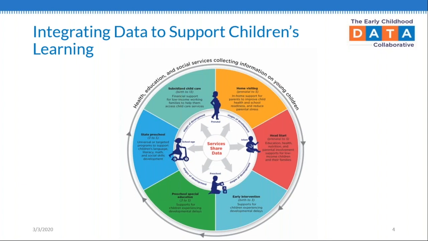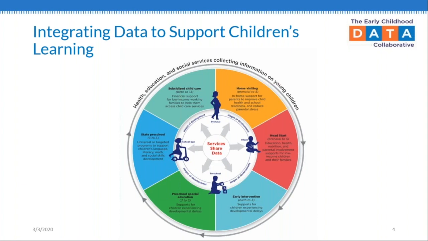Beginning from the right-hand side with the orange bar, looking at home visiting, then Head Start, early intervention services for birth to three, as well as preschool education, 3 to 5, and then state preschool and subsidized childcare that focuses on early childhood services for children 3 to 5 in preschool and up to age 13 for subsidized care. When we surveyed states to find out about their capacity to gather information around children served within and across these programs, we found that less than half, or 22 states, linked early childhood data from some or all of these programs.